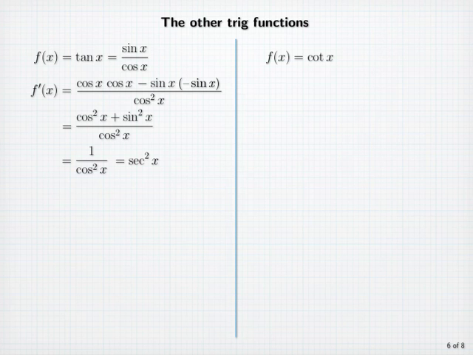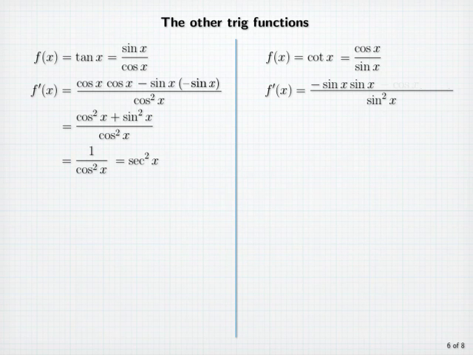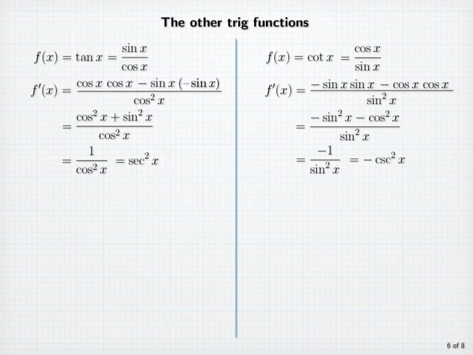Now let's look at cotangent. Since cotangent x is the same as cosine x over sine x, we can again use the quotient rule to compute its derivative. The denominator will be sine squared x. The numerator will be the derivative of cosine x, which is minus sine x, times sine x, minus the numerator cosine x times the derivative of the denominator sine x, which is cosine x. So here we have minus sine squared x minus cosine squared x over sine squared x. The numerator here is negative 1, so we have minus 1 over sine squared x, which is the same as minus cosecant squared x.